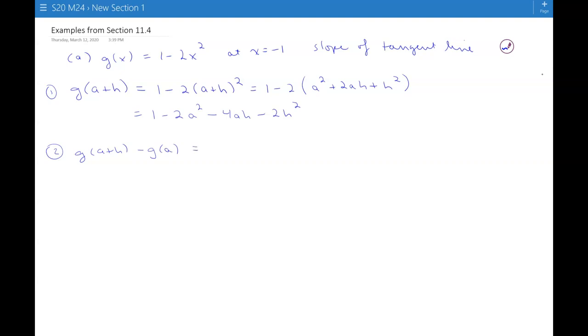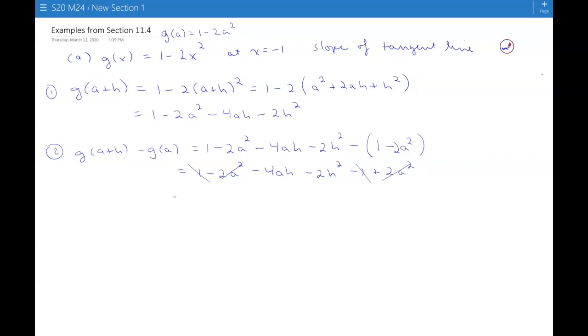Step 2 is do the difference, g of a plus h minus g of a. If g of x is 1 minus 2x squared, g of a is 1 minus 2a squared. So I'm going to copy my g of a plus h, 1 minus 2a squared minus 4ah minus 2h squared, minus, and make sure you put this parenthesis, 1 minus 2a squared, which is g of a. Now I'm going to simplify. 1 minus 2a squared minus 4ah minus 2h squared minus 1 plus 2a squared. The 1's cancel, the 2a squareds cancel. I'm left with minus 4ah minus 2h squared.